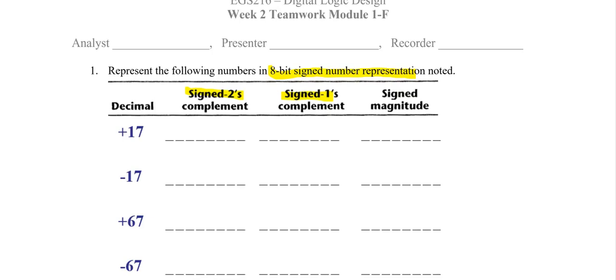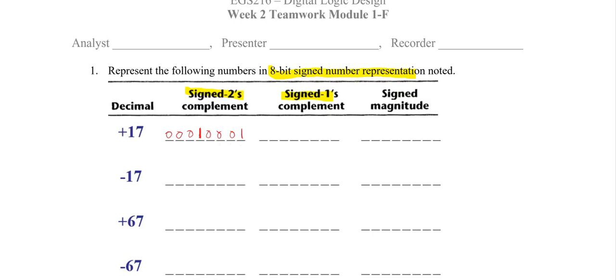So if we wanted to represent the number 17, it's a positive 17, so in all number representations, it's going to be the same number. The number 17, that's 16 plus 1. 16 is 2 to the 4th, right? So we count 0, 1, 2, 3, 4. This is going to be our 1. That's going to be 16, plus 1 will give us 17. So you can verify this. And that's a 17 in binary.